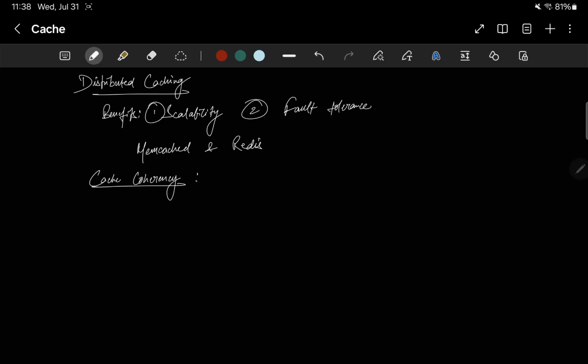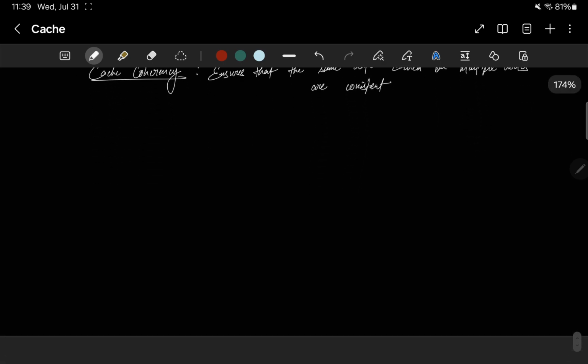So first we will write down what cache coherency is. It's a critical concept in distributed caching that ensures that the same data cached on multiple nodes remains consistent. So for this, we follow some protocols.